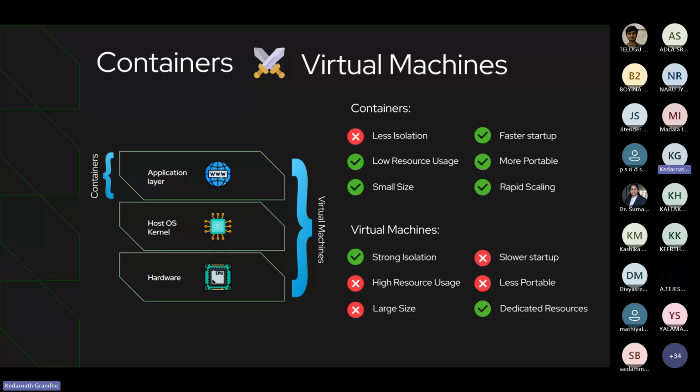And containers, as I said, they virtualize only this layer, allowing multiple containers to share the same host OS kernel, making them more lightweight. Since every time you spin up a container, you are not loading the OS. You are just running the application layer. You are just virtualizing one layer out of the three. So it's faster and takes very less time to come up.